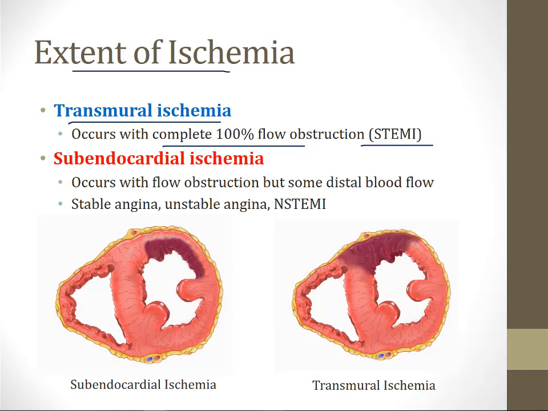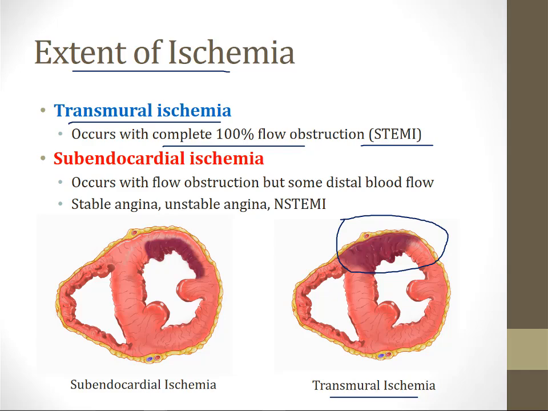If you look at the bottom right side of the screen, this is a drawing of what transmural ischemia looks like. So if a patient dies of a STEMI and you examine their heart in the pathology lab, you will see that an entire wall of the myocardium is ischemic and has necrosis. This is called transmural ischemia, and this occurs when a coronary vessel is completely occluded and completely deprives an entire wall of the myocardium of oxygen.